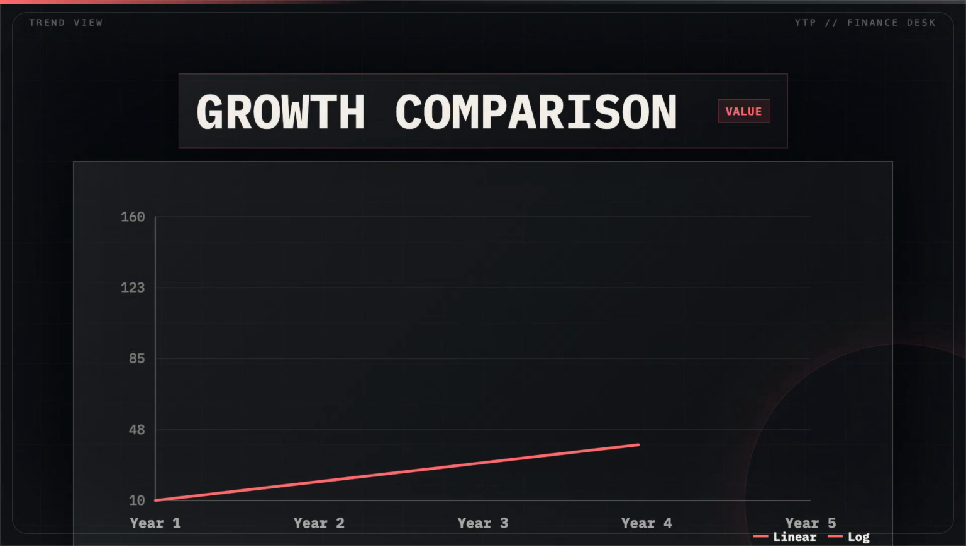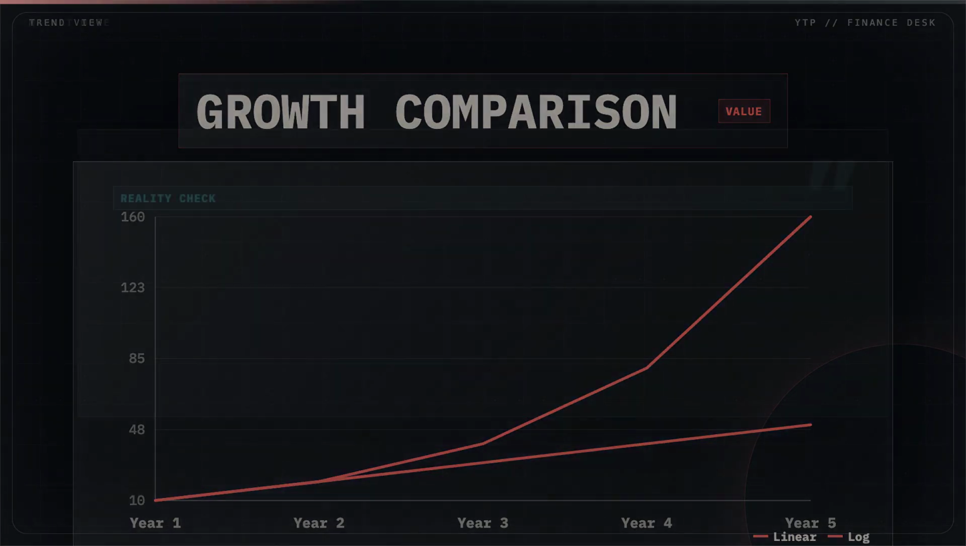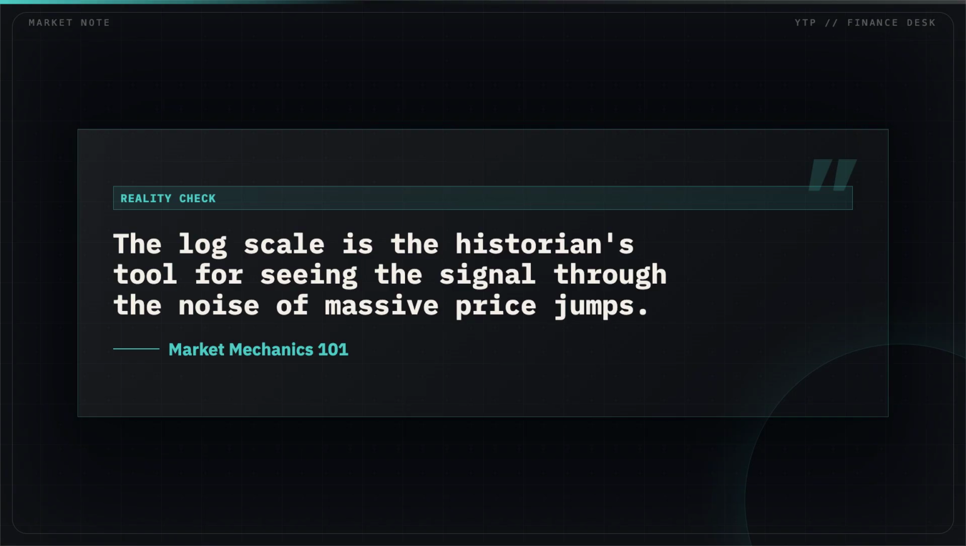Notice how the linear line shows a steady climb, while the log line captures the exponential nature of compounding returns much more effectively. Keep this in your toolkit when analyzing assets that have grown significantly over many years. It is all about perspective.